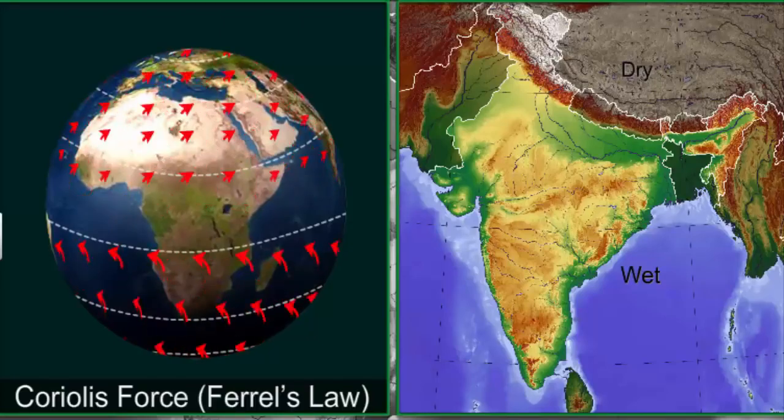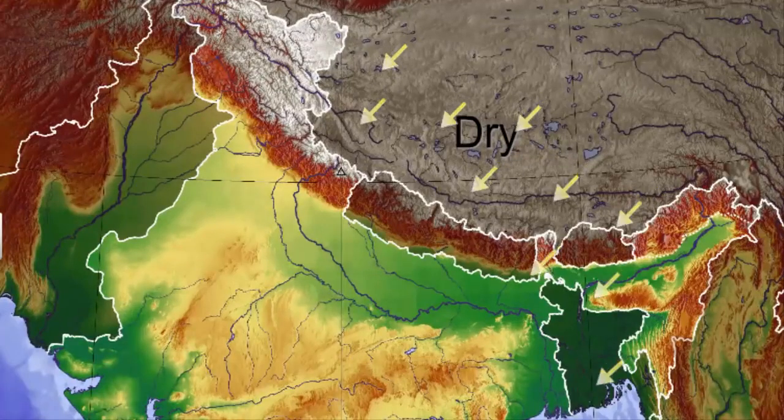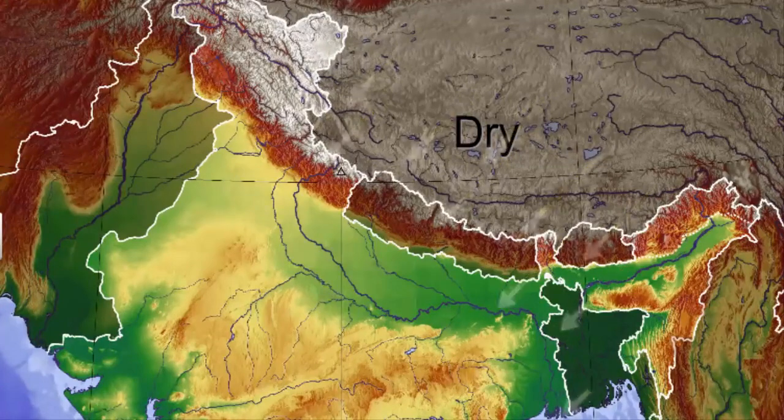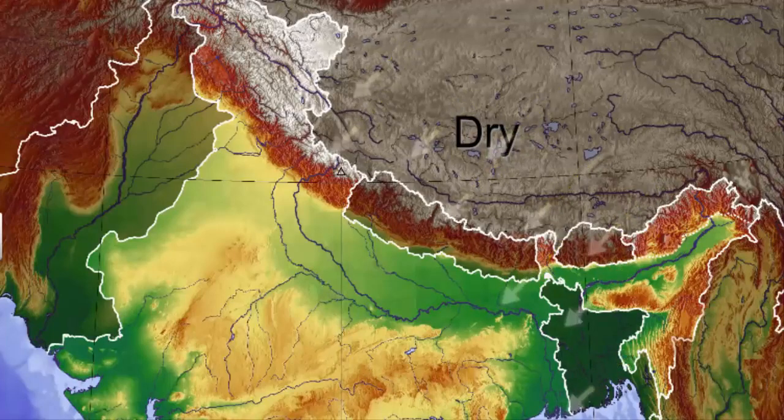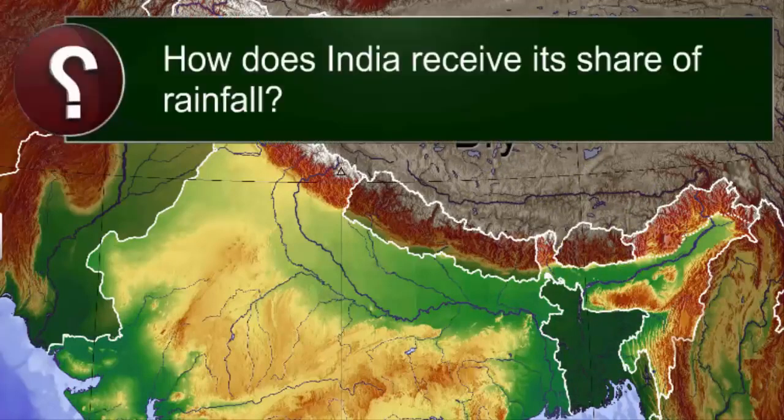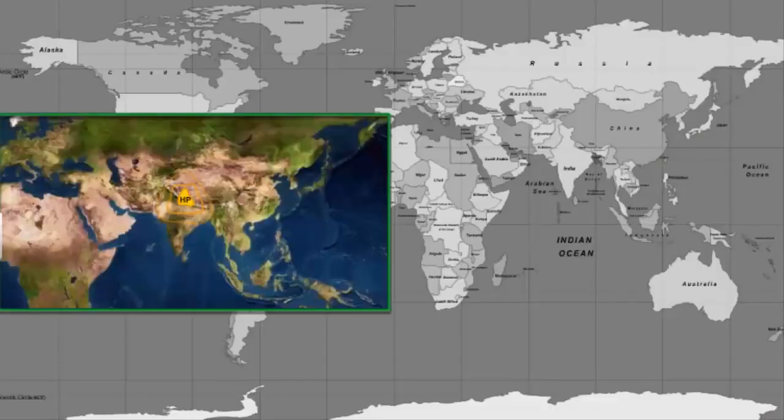The northeasterly winds are land-bearing winds. Hence, they carry very little moisture. Therefore, they bring little or no rain in India. So, how does India receive its share of rainfall? The pressure and wind conditions over India are unique.